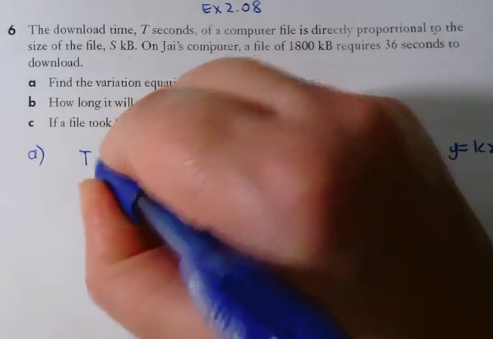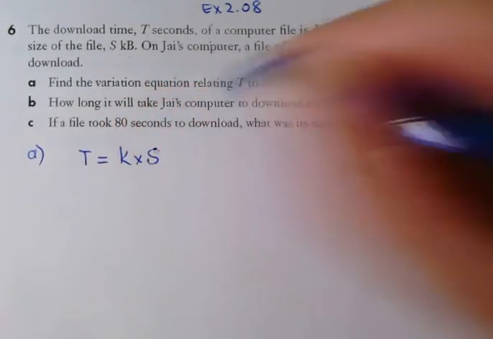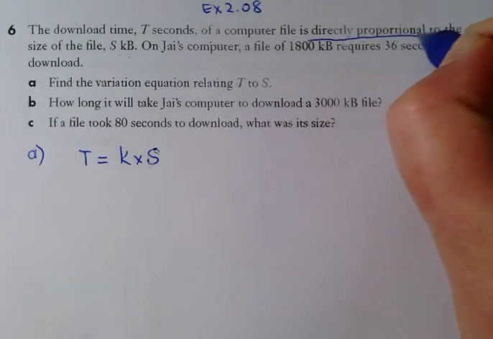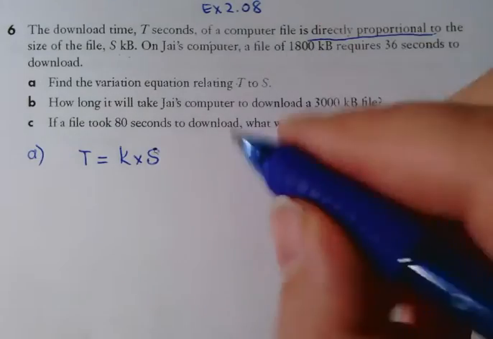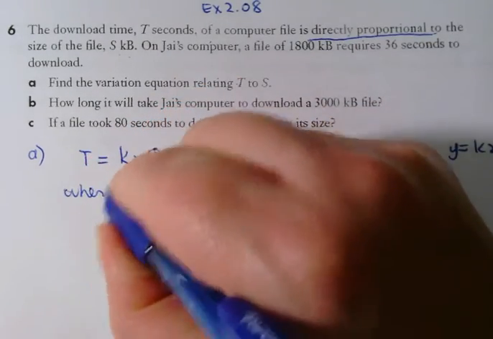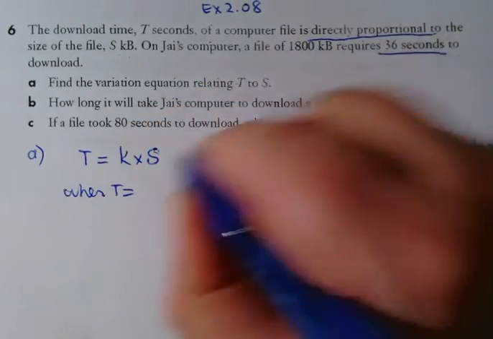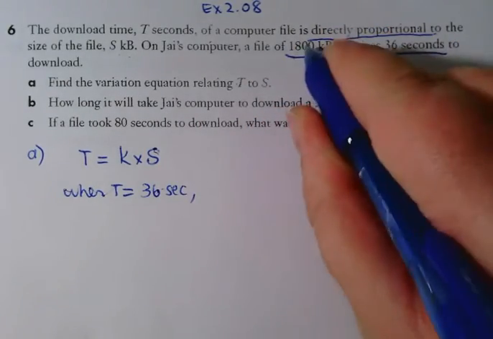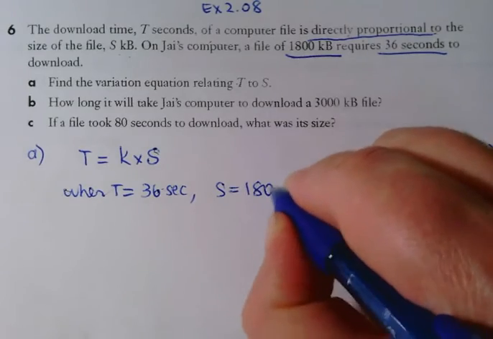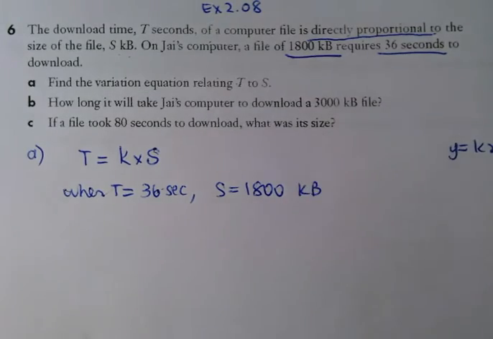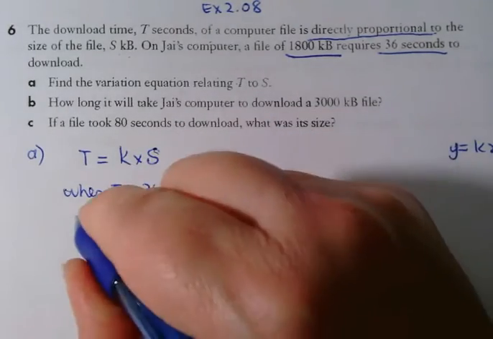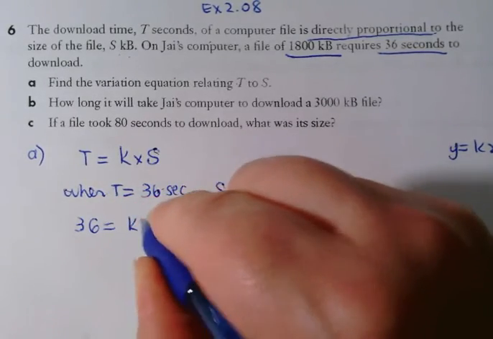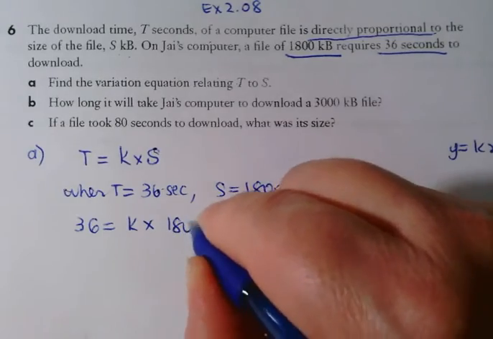So we know that t equals k times s, because it's directly proportional, or it's a direct linear relationship. We know that when t is 36 seconds, the size of the file is 1,800 kilobytes. Okay, so we'll substitute that in. So we're going to sub those in. 36 equals k times s is 1,800.